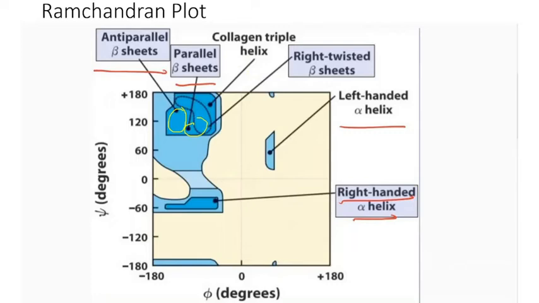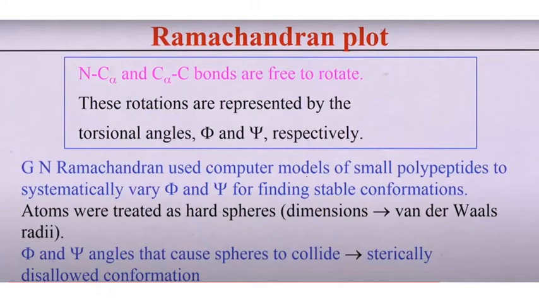Then different sheets, right-twisted beta sheet, and left-handed alpha helices come up over here, and that tells us the stability of the protein as well. That actually shows us whether the protein structure can sustain within that environment or not, what the energy is, and what could happen to the protein when we have different biological components within it. This is what happens when we study the Ramachandran plot. We'll see the theoretical information. G and Ramachandran used computer models.